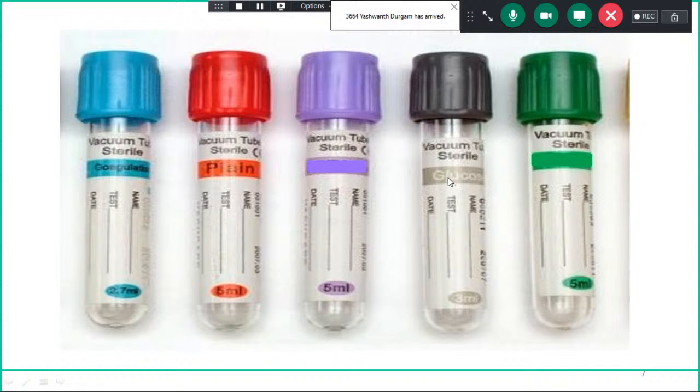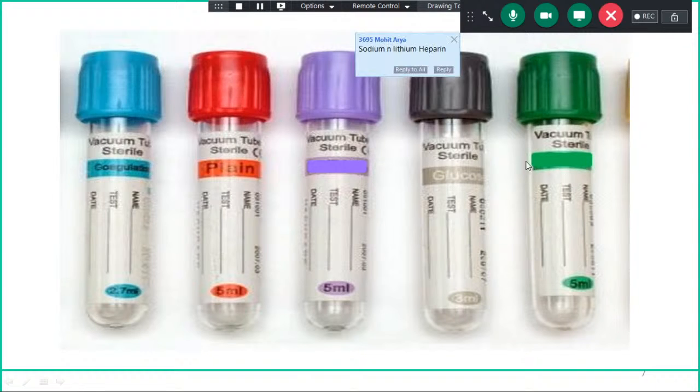Okay, it is potassium oxalate. So potassium oxalate is present as an anticoagulant along with sodium fluoride. Now in the green colored vacutainer, okay, heparin.